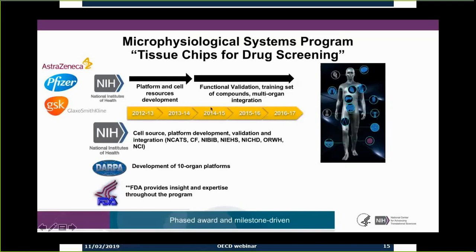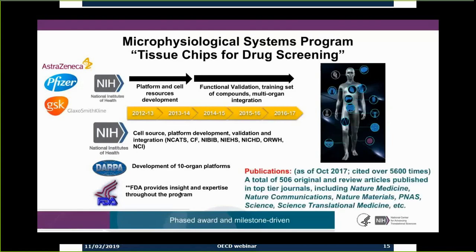NIH also partnered with a number of institutes and centers at the NIH, as well as with DARPA and the Department of Defense. DARPA was primarily interested in developing a 10-organ platform, as shown here, and then there was also collaboration with the FDA. That is a non-financial partner, but essentially provides regulatory insight and expertise in terms of how to develop the systems that would be used for regulatory decision making.